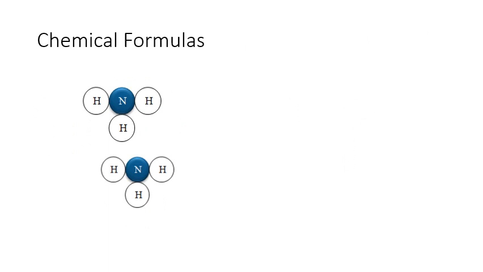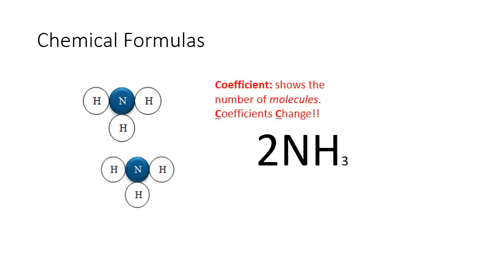All right, now let's talk about chemical formulas. Chemical formulas are used all the time in chemistry and biology, so we need to know what they mean. On the left, we have some molecules, a substance called ammonia, and on the right, we have a chemical formula. You need to know what all of these numbers and letters mean. So, coefficient, that's the one out in front. Coefficients can change. So here we have 2 molecules of ammonia.